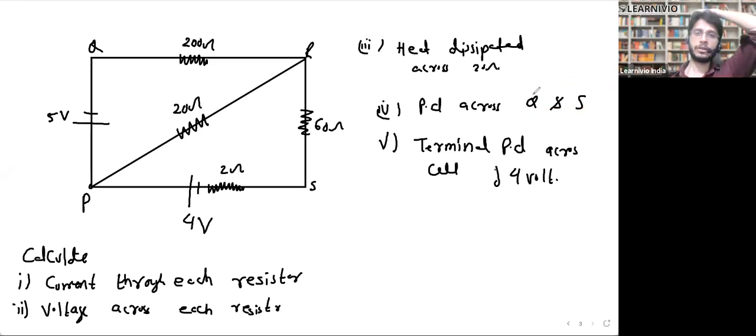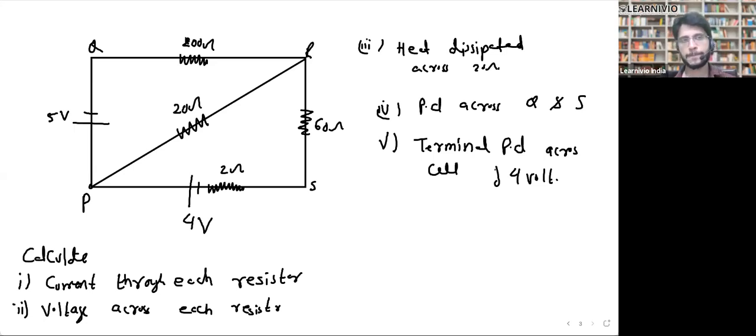Okay, so tell me one thing. How will you start this question? You're supposed to calculate the current through each resistor. What will be the first step for solving this type of numericals? First step. We did Kirchhoff's law in the last class, yes, sir. I'm just continuing that topic only.